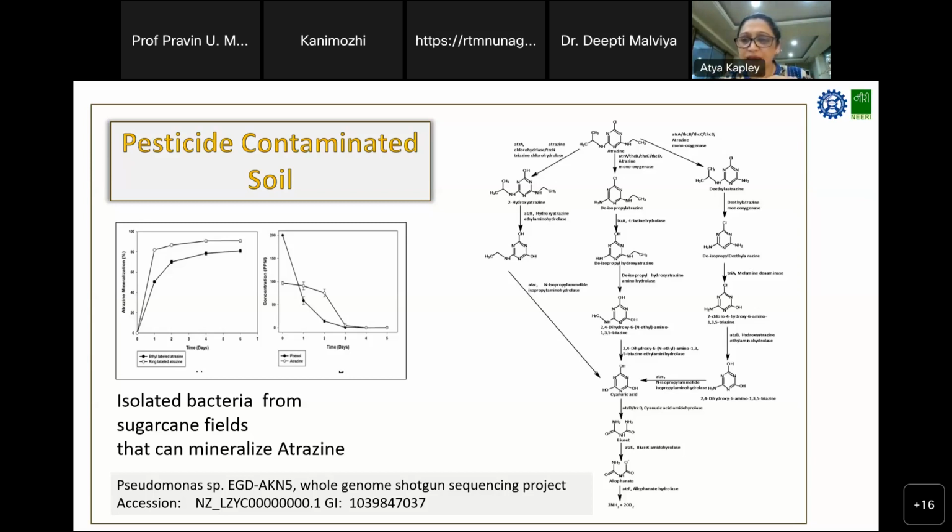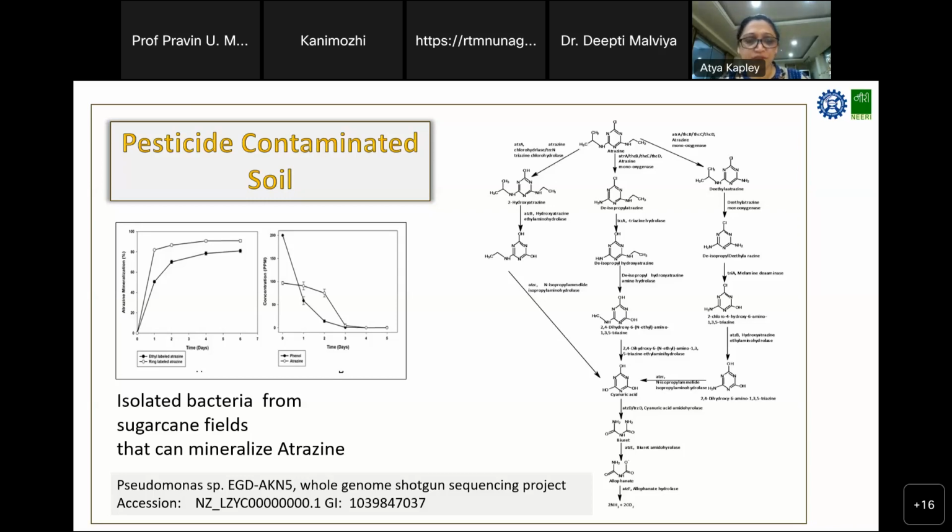Constant exposure to atrazine has been shown to cause sex reversal in frogs. This is the level of toxicity behind this compound. So what we did was we went to the fields where they are using atrazine. We got back the soil. We isolated bacteria. We found bacteria there that are able to degrade atrazine. And we isolated those bacteria. We made a consortium of those bacteria. And although you get it from the soil itself, the numbers are very low. So we multiply them and put them back into the soil. So the atrazine content in the soil is reduced faster. The biodegradation is speeded up.